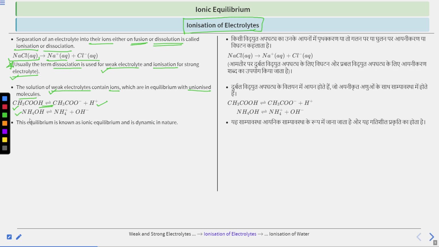Second example, NH4OH dissociating into NH4 positive plus OH minus, and there is also an equilibrium between the ions and the unionized molecule. This equilibrium is known as ionic equilibrium and is dynamic in nature. So the equilibrium which is established in these two examples we have seen is known as ionic equilibrium, as it is happening between ions and unionized molecules, and it is dynamic in nature.